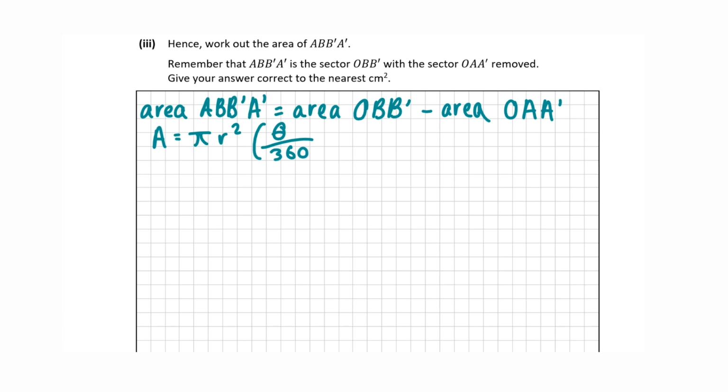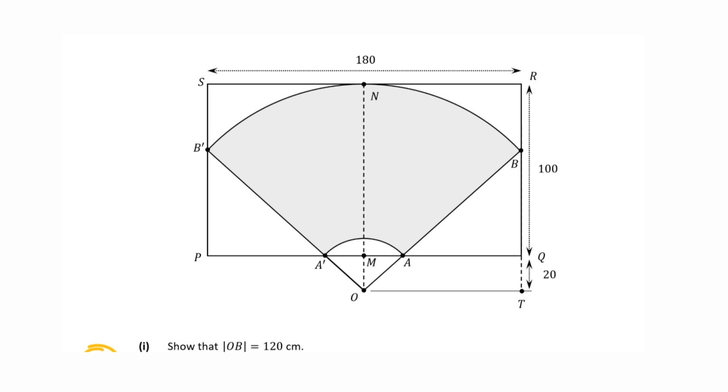Looking at our formula, the first thing we need to do is find out what theta is, because theta is going to be the same for both sectors. Looking at our diagram, you can see if we draw a line here, we have a right angle. We know from the previous part of the question that this angle here is 41.4. So to find this angle here, that's going to be 90, which is our right angle, minus 41.4. That only gives us half of our angle theta, so we're going to have to multiply that by 2.